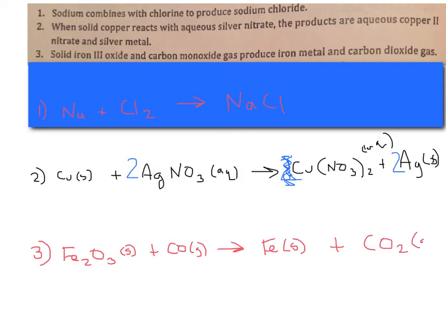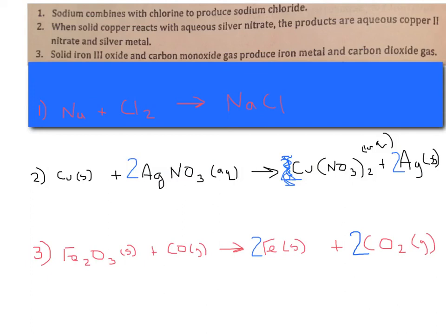So now we have to go through and start balancing. It's 2 irons on the left, which means we need to have 2 irons on the right. So we'll add the 2 there. Now we have 4 oxygens on the left, sorry, because it's O3, 3 there plus 1 there. That's 4, which means we need to add a 2. This one's going to be a tricky one, Mr. Ferguson. So now I have 2 carbons, 4 oxygens on the right.